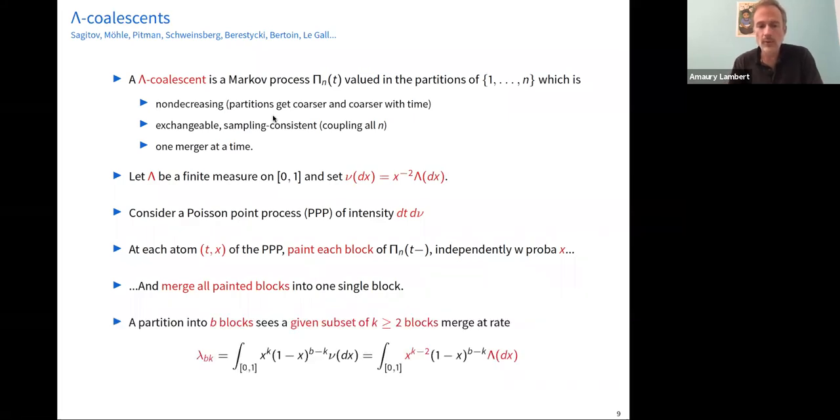Notice that a partition into B blocks sees a given subset of K blocks merge at a rate equal to lambda BK, that can be written thanks to the measure nu or thanks to the measure lambda. If you look at the second expression written in terms of lambda, you see that this rate is 0 only if K is equal to 2. And in this case, when lambda equals delta 0, you recover the Kingman coalescent.